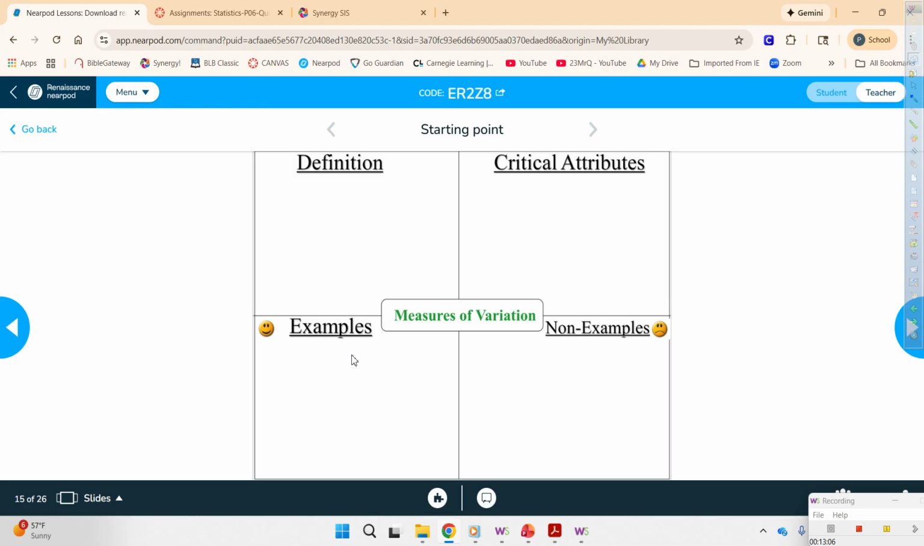Type them in there in the example box. Tell your neighbor what they are. 3 measures of variation. They should know what they are by now. We've been hammering these forever. All right, looks like Thomas got it. Very good, Thomas. Sadie's got it. Very good, Sadie.